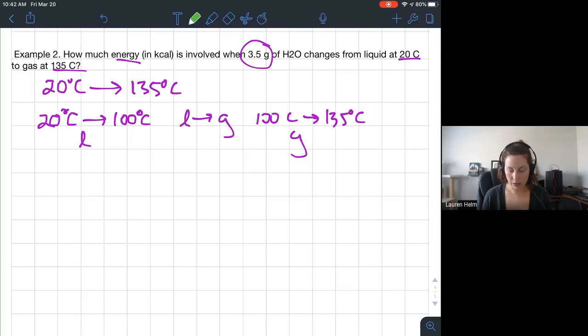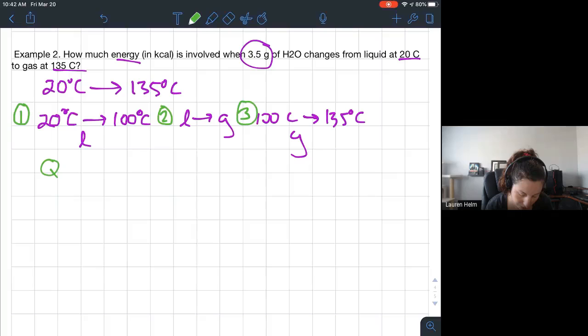Okay, so to recap what we're looking at, our new example: how much energy is involved in 3.5 grams of water going from liquid to gas, 20 degrees Celsius to 135 degrees Celsius. We have to do this in 3 steps. The first step, where it's a liquid, raising in temperature from 20 to 100. Then we have to calculate the energy change to go from liquid to gas. Then we need a third calculation from 100 to 135, because that's when it's in the gaseous phase, and our specific heat constant is different when it's a liquid or a gas. So here's what that would look like.